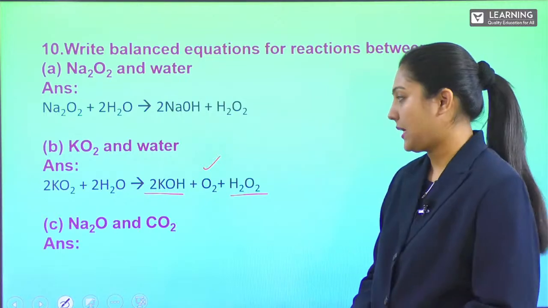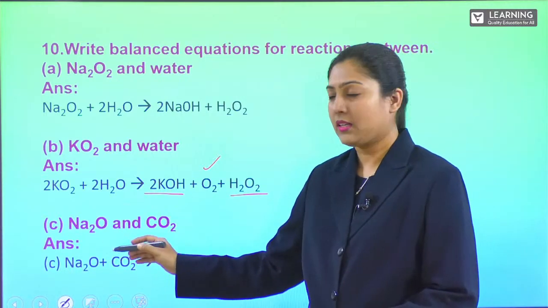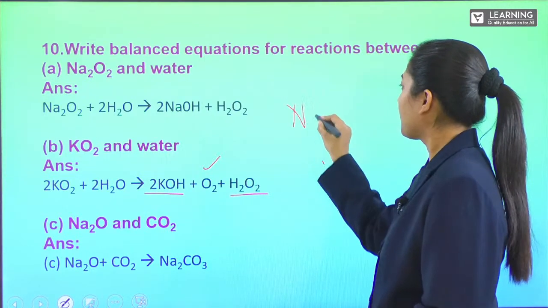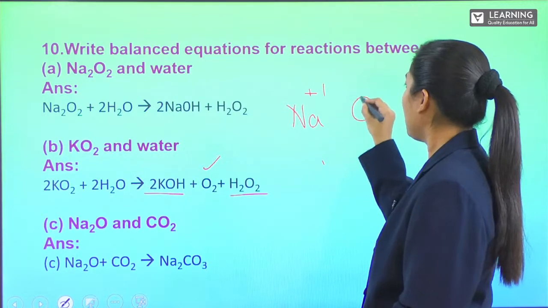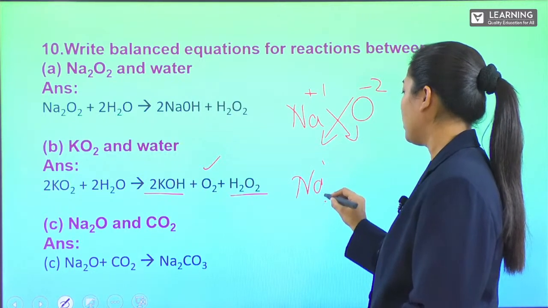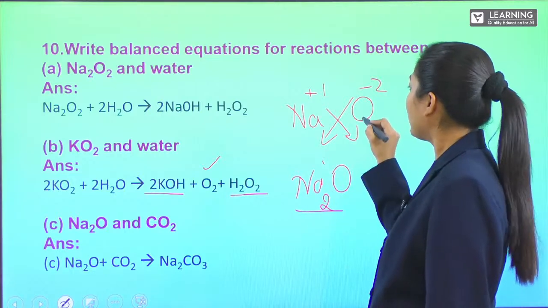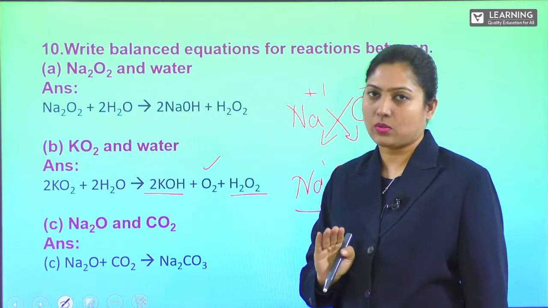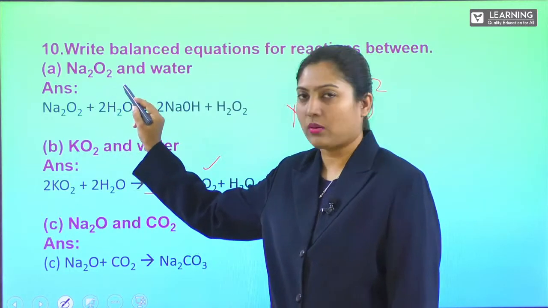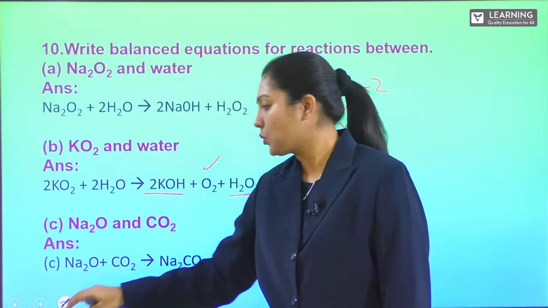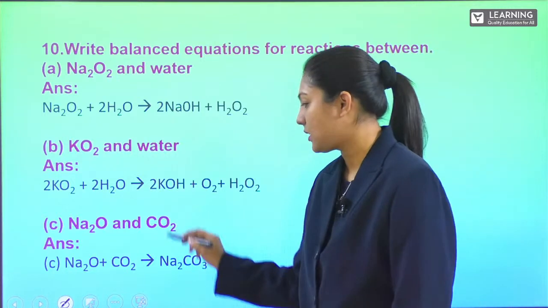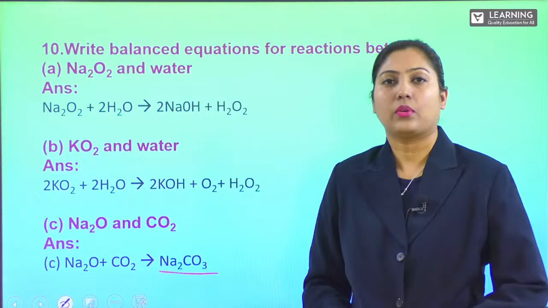Sodium oxide. Is it sodium oxide? Can you see that? Sodium plus 1, oxygen minus 2. So when we crisscross, we get Na2O. So this is 1 oxygen with minus 2 charge, normal oxygen. So it will be sodium oxide. This is sodium peroxide. This is potassium superoxide. So sodium oxide reacts with carbon dioxide to form sodium carbonate.